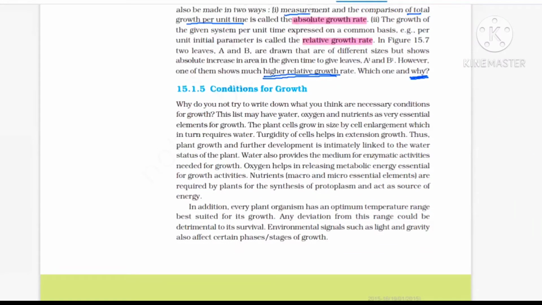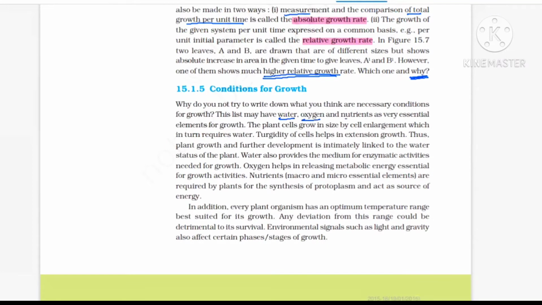See, first of all, water, oxygen and nutrient. These are very necessary for growth. Why do we want water? Because the size of the cell can increase. Cell grows in size by enlargement, and for enlargement, they want water. When the cell is turgid, it means it is showing extension growth. So again, one definition, please remember what extension growth means: growth in the size of the cell because of the absorption of water. Water is taken in by the vacuole by the process of osmosis, and the cell goes for elongation.